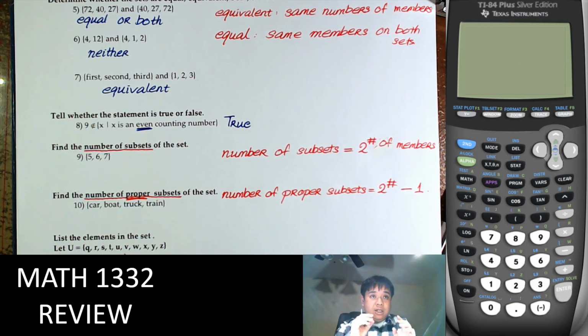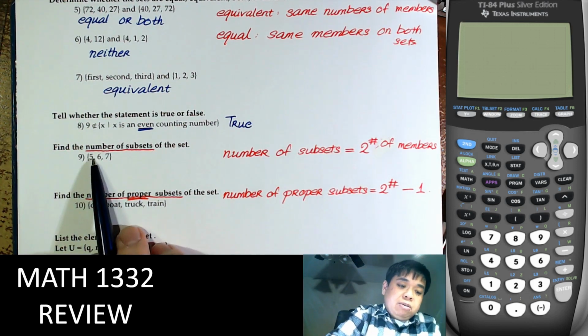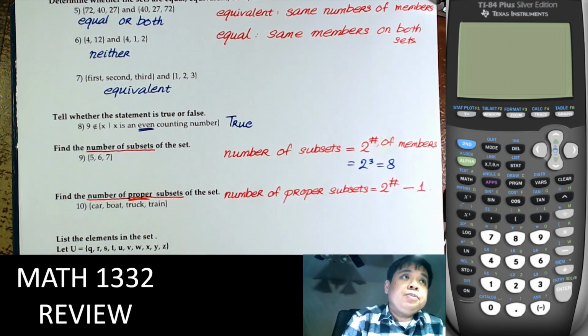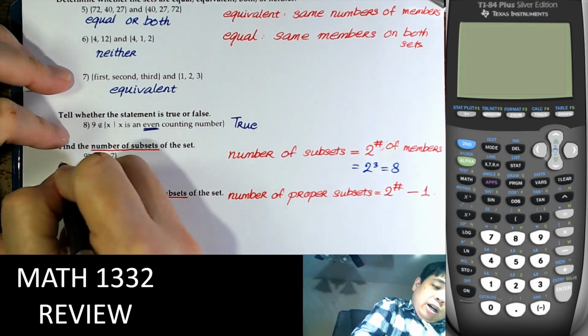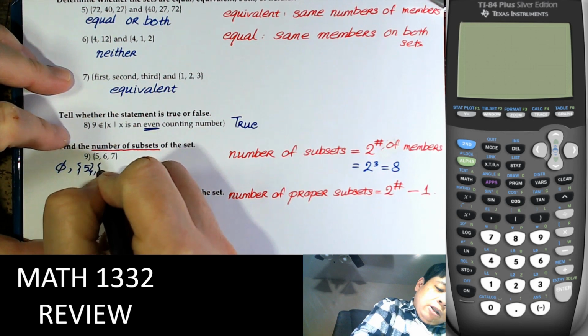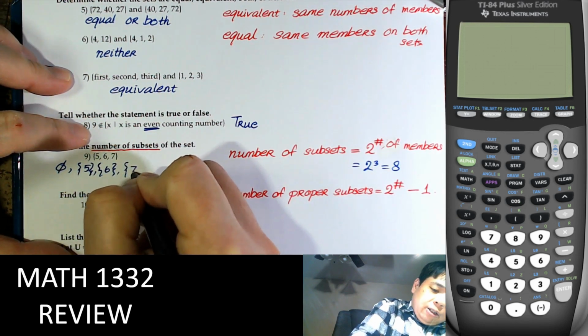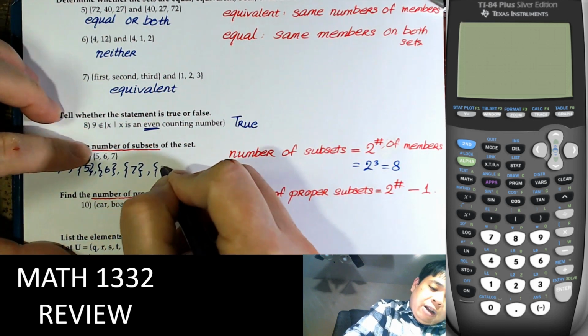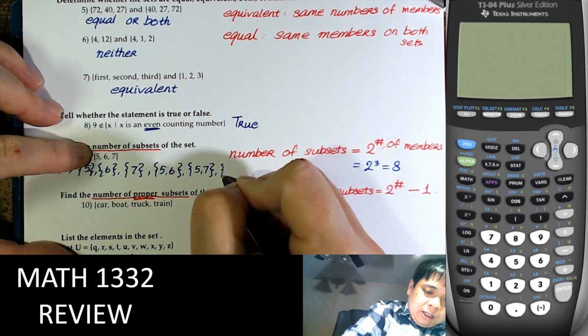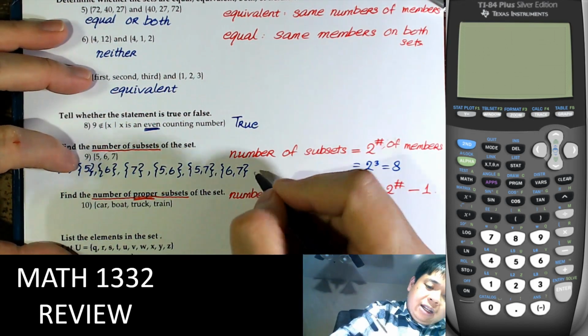So the difference between the subset and proper subset is that a subset could be equal. A proper subset cannot. So the first one I will give you. In this case, for the number of subsets, there are 3 members here. So we have 2 to the third power, which is 8. Right, so I'm going to list very quickly: the empty set, 5, 6, and 7, and then 5, 6, 5, 7, and 6, 7, and then the set itself.